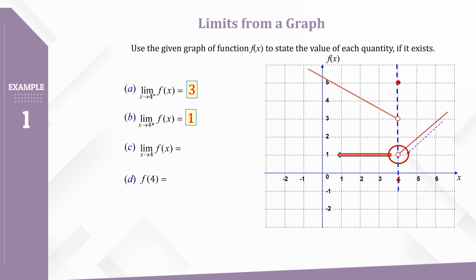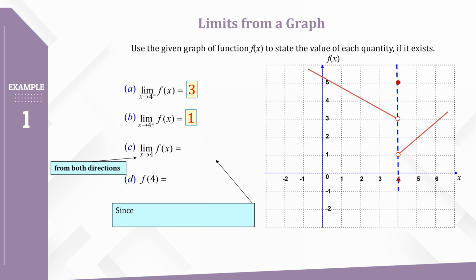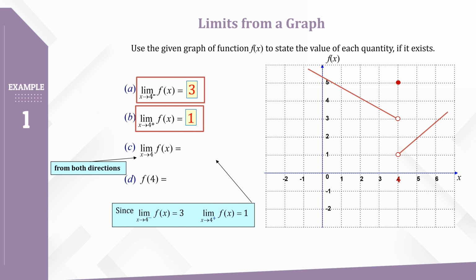For C, if we do not see any sign with x value, then this is a regular double-sided limit. In order to claim the limit exists, the function has to approach the same value from both directions. In this case, since the limit value from the left side is 3, and the value from the right side is 1, we are not approaching the same value from the left and right. Therefore, the limit does not exist for this double-sided case.